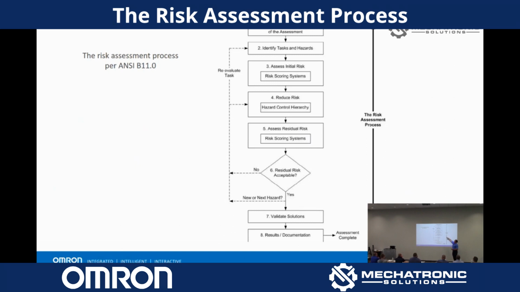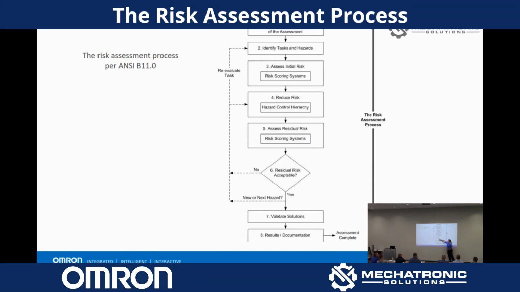Then we're going to go to this hazard control hierarchy. This is how we mitigate against that risk. We apply that. Then we assess the residual risk after we've applied that. We're going to score that. And then, is that acceptable? If yes, move forward. There's a step missing here before validate.